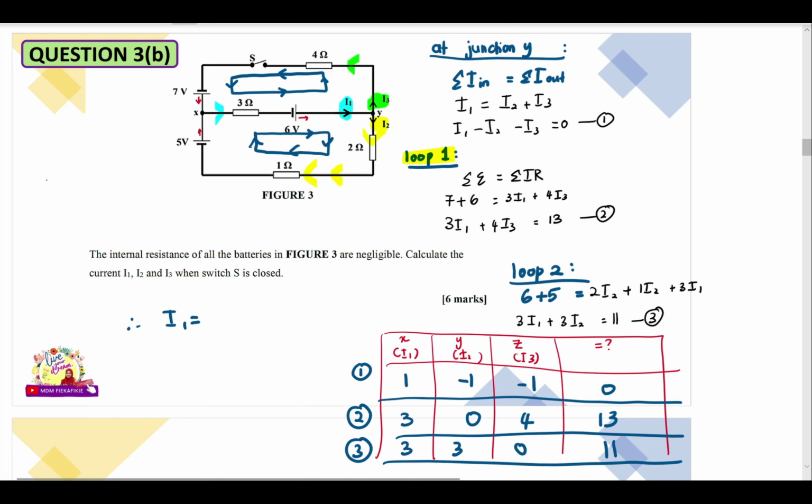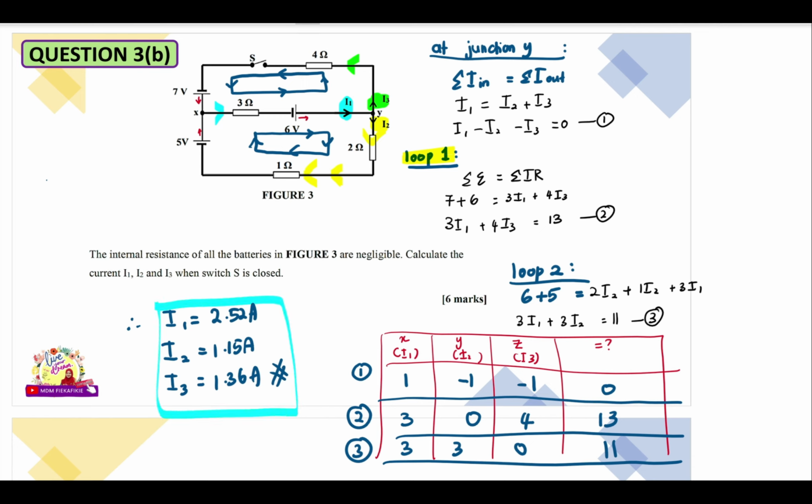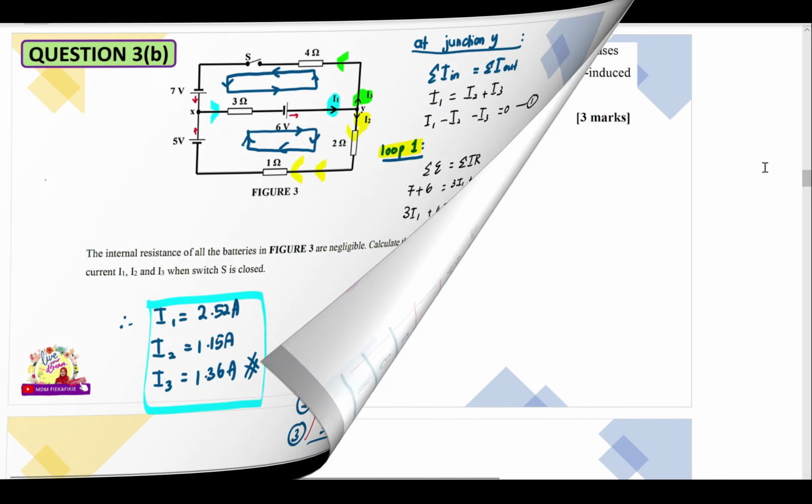Therefore, finally, jawapan you akan dapat nilai. Dia akan bagi jawapan X, Y, Z. Okay, so X awak mewakili I1. Nilainya adalah 2.52 ampere. Okay, and I2 is 1.15 ampere. And I3 is equal to 1.36 ampere. Okay, so this is all the answers for question number 3B. Alright, so finish question number 3. Let's proceed to question number 4. Alright, question number 4. So let's start with question number 4A first.